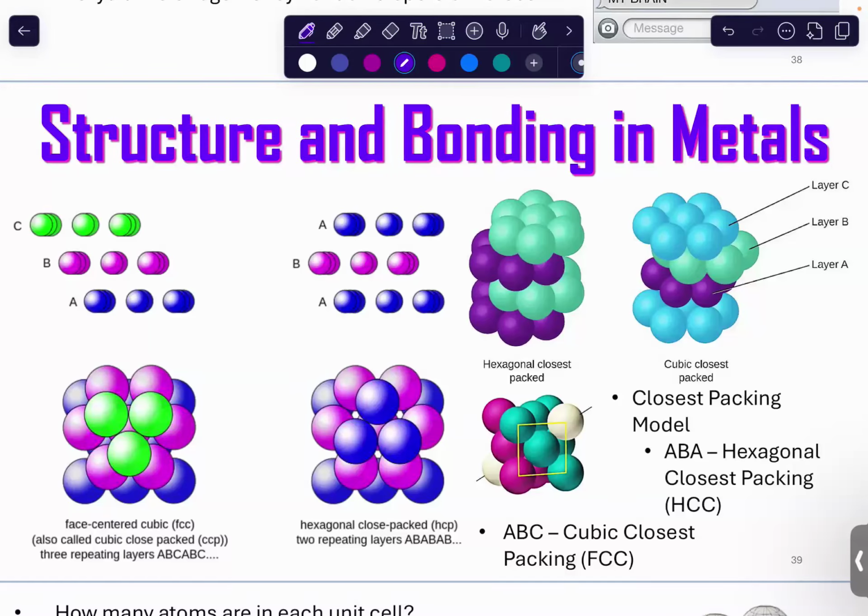Now, when you're solving problems, and you'll see what this means in a minute, your cubic closest packing is limited to the face-centered cubic unit cell, okay? You're going to have 3 different cubic unit cells, but if you're dealing with a metal that is cubic closest packing, you are limited to the face-centered cubic unit cell. That is how the metal builds itself.